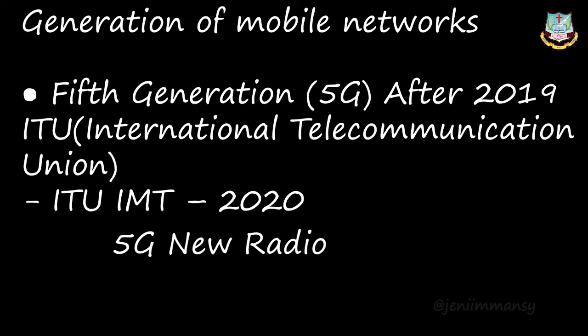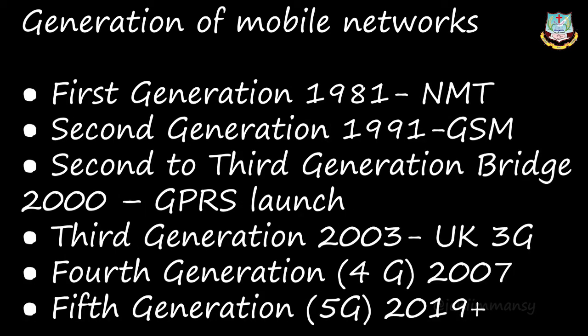That's all about these generations of mobile networks. First you have seen the first generation, 1G, in the year 1981, that is NMT launch. 2G is 1991, that is GSM launch. GSM is nothing but Global System for Mobile Communication. The third one is 2.5G, the bridge between second and third generation. The next one is third generation, 3G, in the year 2003, then 4G in the year 2007, and 5G after 2019.